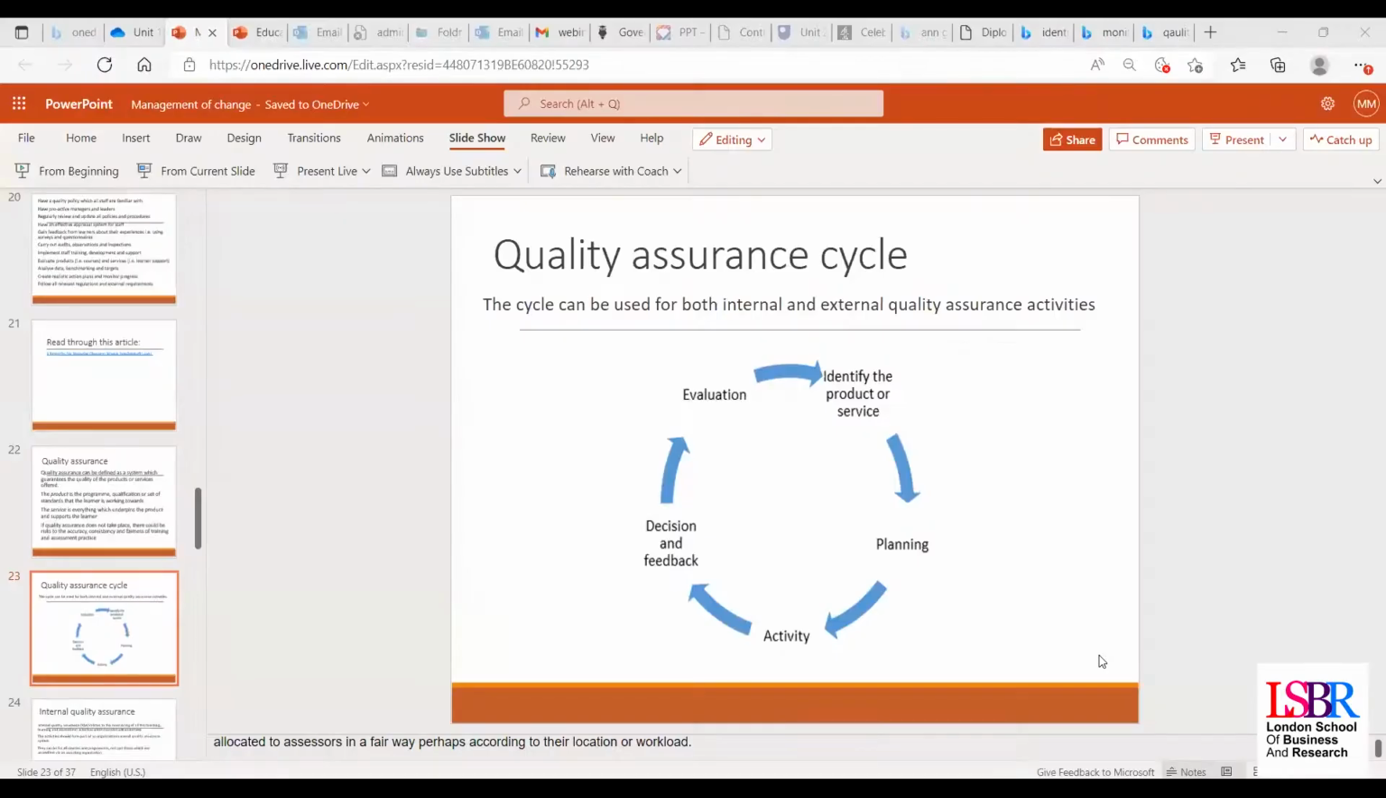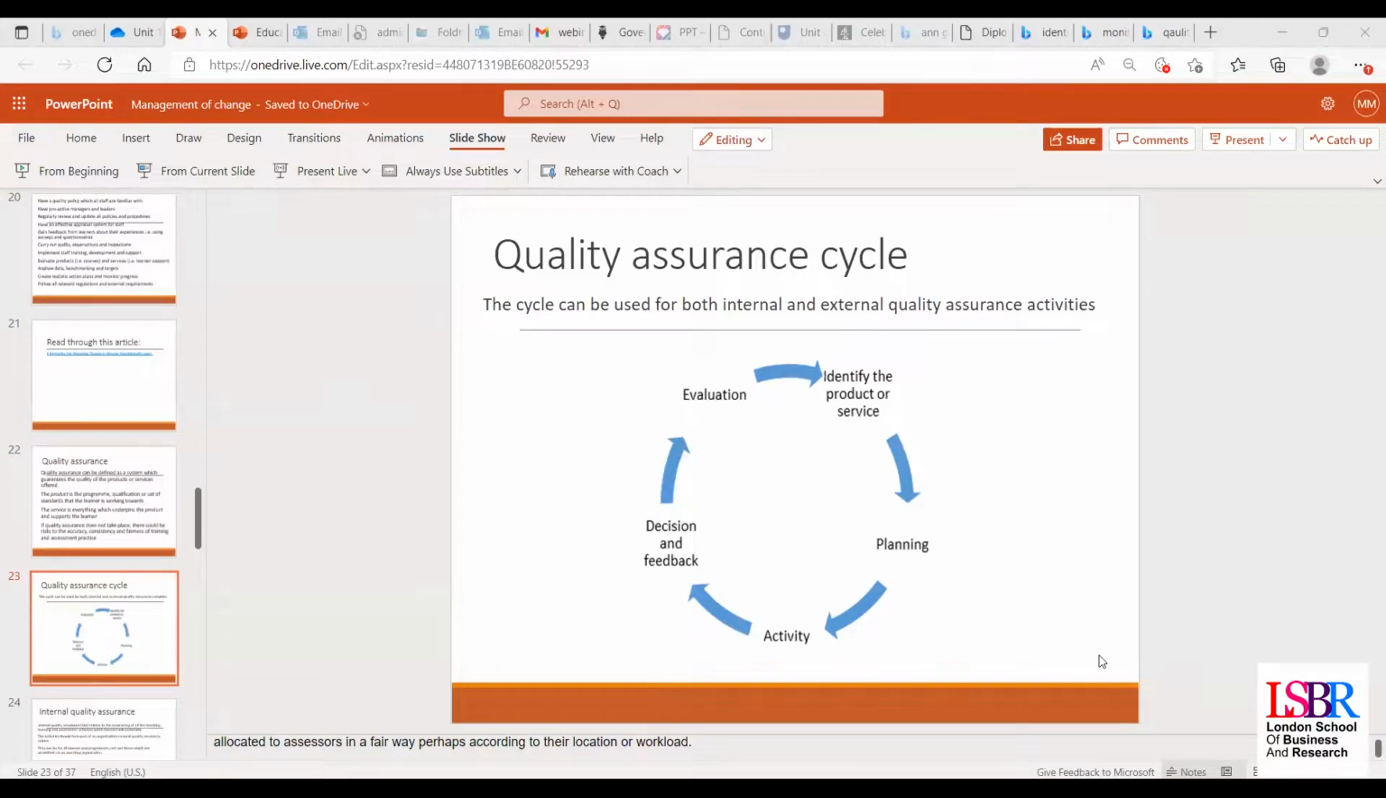And I'm just going to direct you towards the PowerPoint in a minute. So it's the quality assurance cycle. And it's a visual representation of what we just started to talk about. Here it is. And there's our quality assurance cycle.